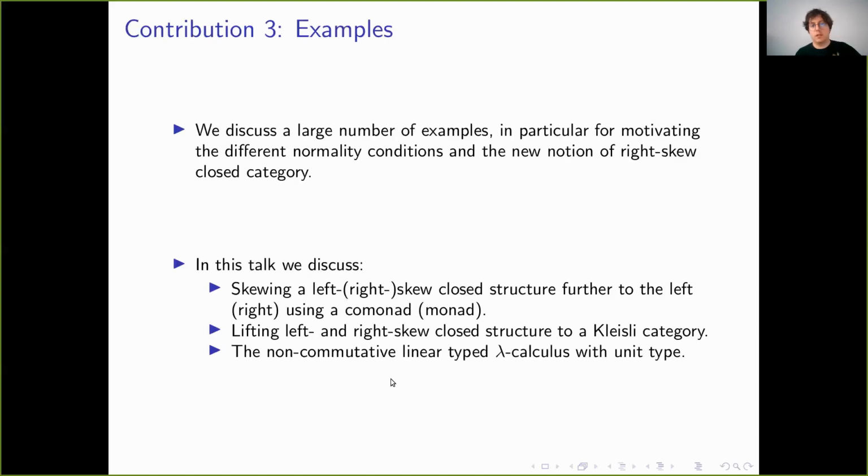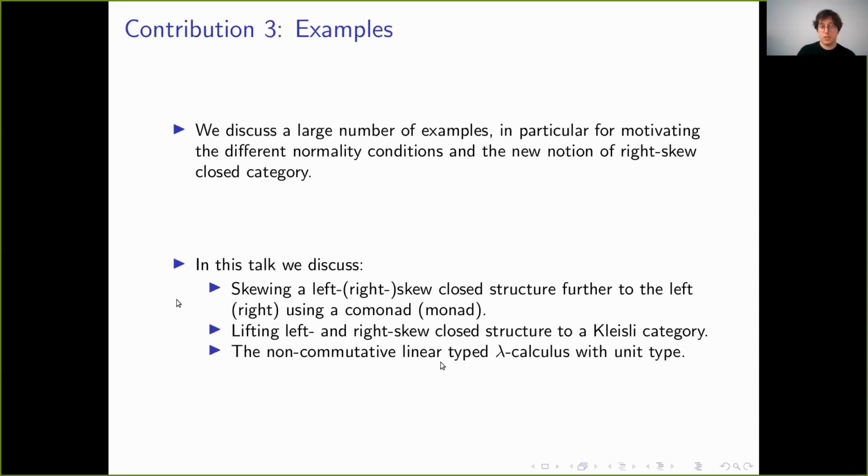Okay, so now let's move to the third contribution, which is examples. In this paper we give a very large number of examples because we need to motivate the different normality conditions, as well as the new notion of right-skew closed category. So in this talk, we will focus on three classes of examples.